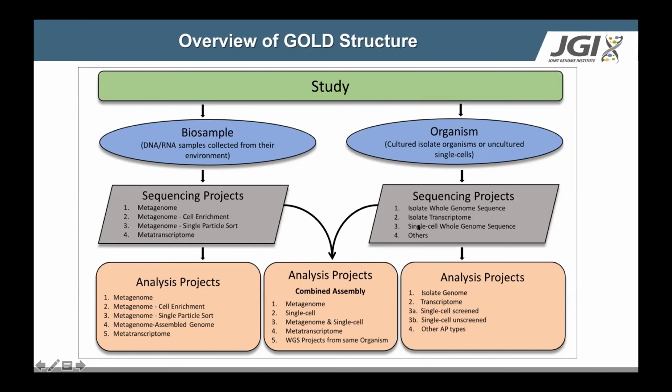So these are the four different levels in GOLD, and this is how they are organized and interconnected. And each of these entities has different IDs. They start with the prefixes G, S, Gb, like that. The G stands for GOLD, and the S, B, and so on stand for either study, biosample, organism, project, or analysis project.